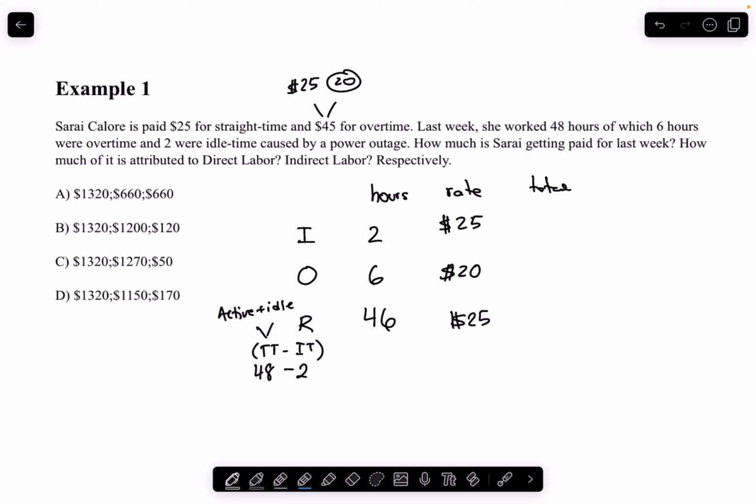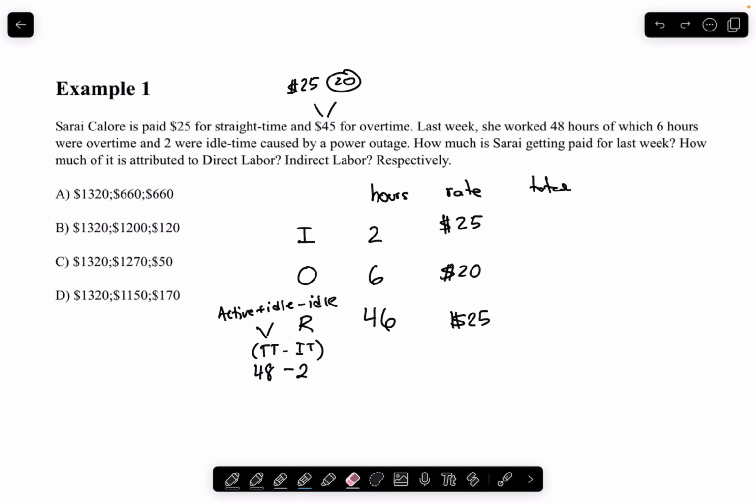But notice something very interesting. Total time is active plus idle, but then you're subtracting idle, right? You're subtracting idle to get your regular time. So really, regular time is really just active time, which is what I mentioned in the beginning. Straight time, active time, if they tell you what active time that you worked is, then that's your regular time. So watch out for that.